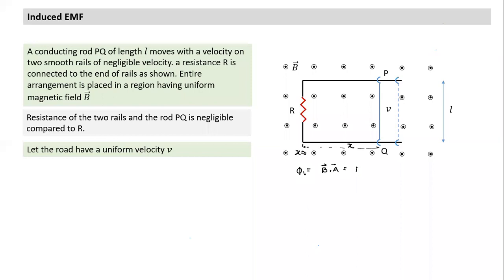So initial flux will be, what is the area of the loop here? This side length is L, and let's say this distance is x. So at any instant, this is my flux. Are we clear? This is the flux, B into area. So what is the rate of change of flux?